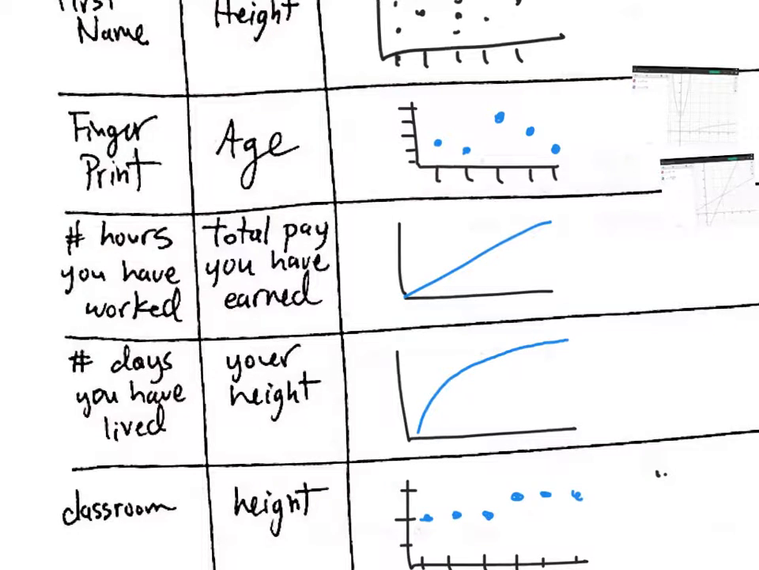Number of hours you have worked and total pay you have earned. So if you're working for an hourly wage, the graph of it would look something like this. 0, 0 is a point. You don't have a job, you don't earn any money. And this could be argued, you know, if it's salaried.